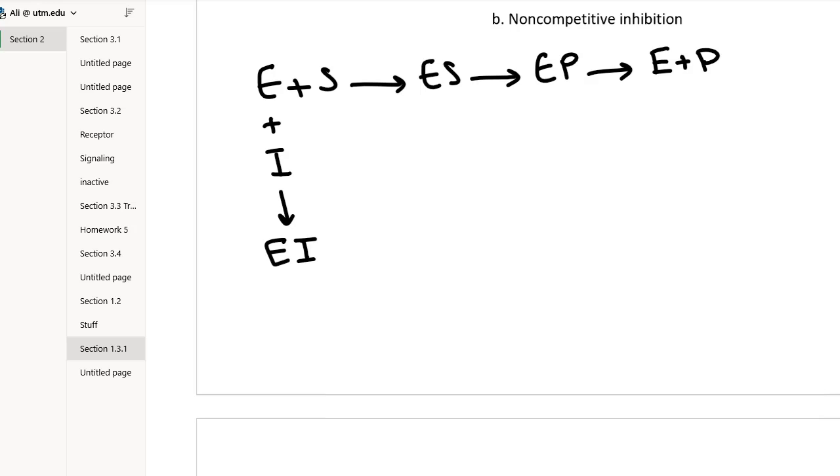So, for example, a question says that an inhibitor decreases the enzymatic activity or catalytic activity of an enzyme, and increasing the substrate concentration does not remove or lower that inhibition. What type of inhibition is this? Then it's going to be non-competitive.